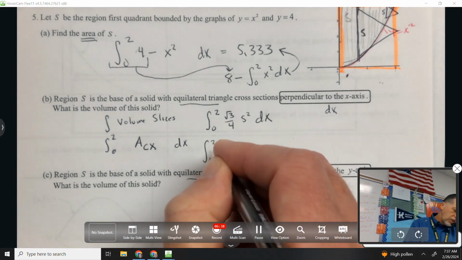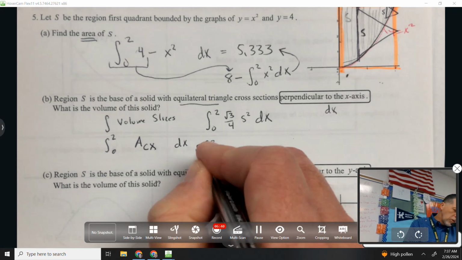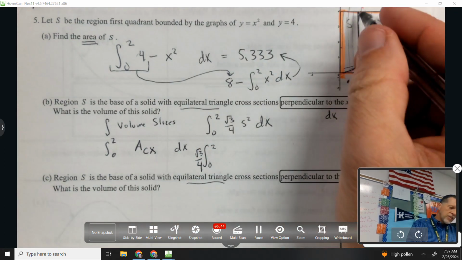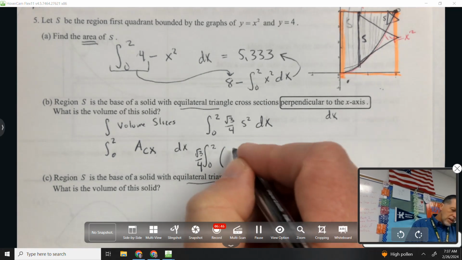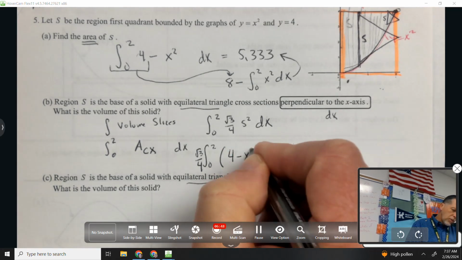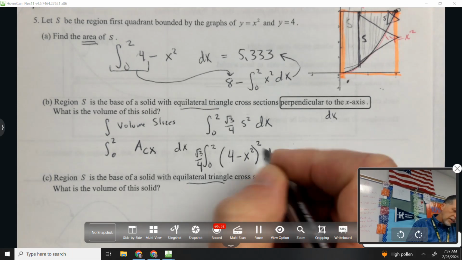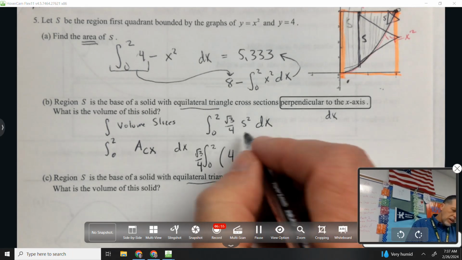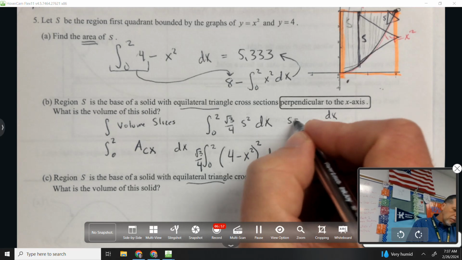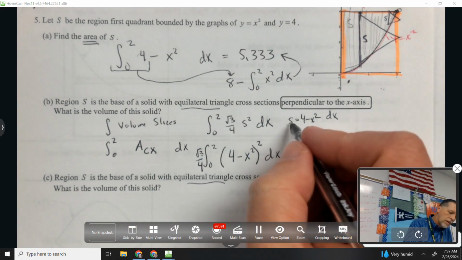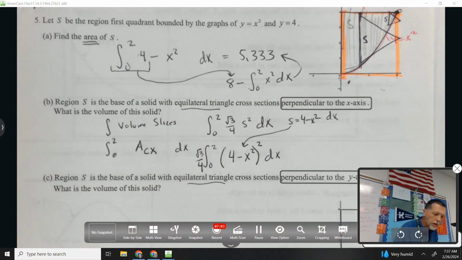So 0 to 2. I can move the root 3 over 4 out front because it's just a constant. S is top minus bottom, so that's 4 minus x squared, squared, dx. Again, maybe I should have shown more work here. S is 4 minus x squared. So that's what goes in there.